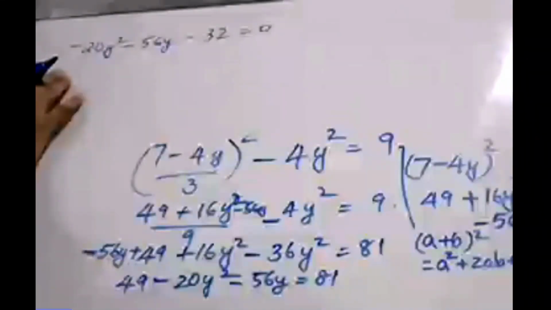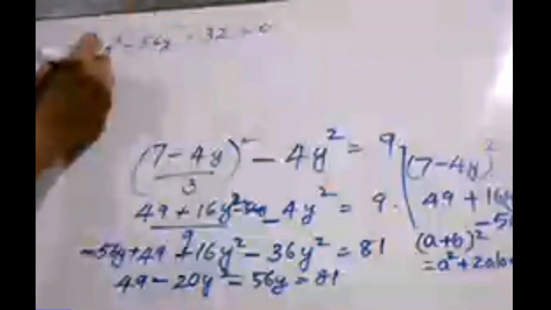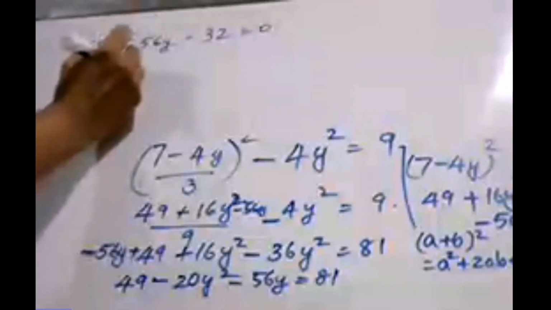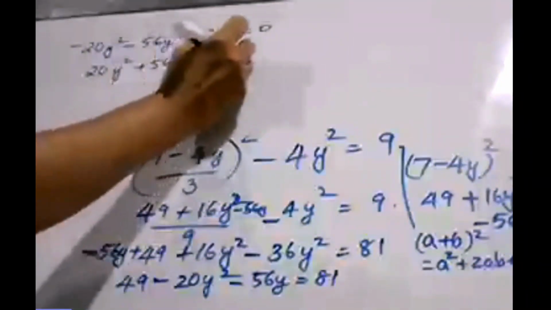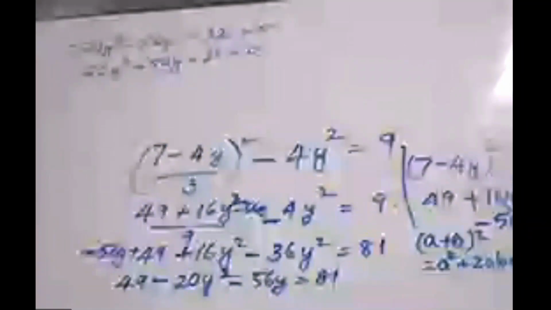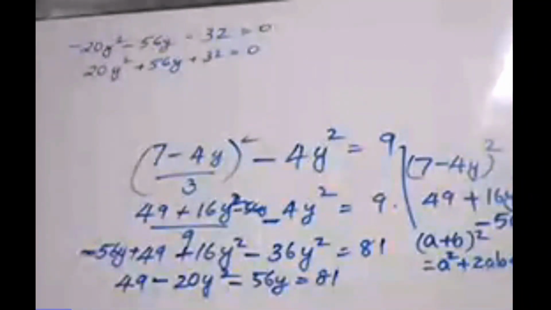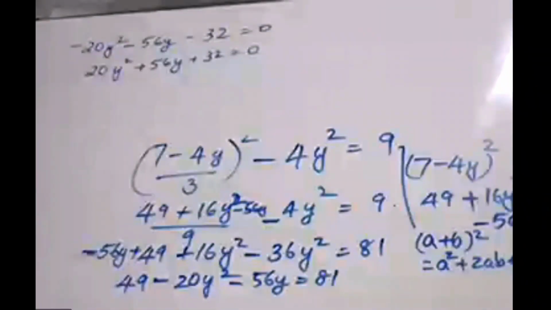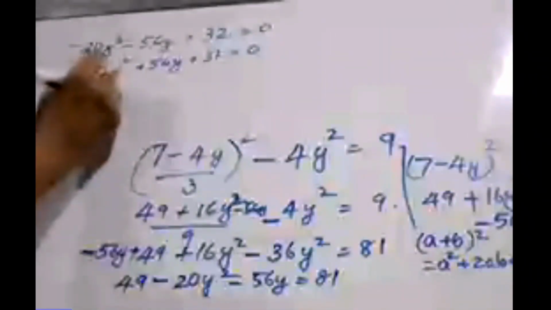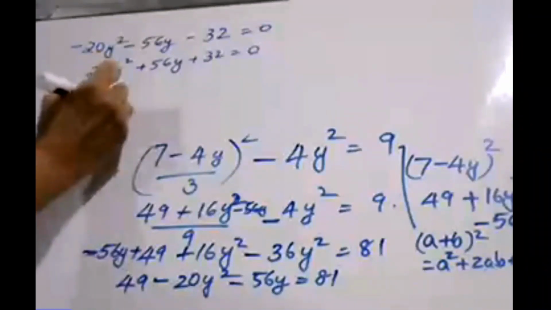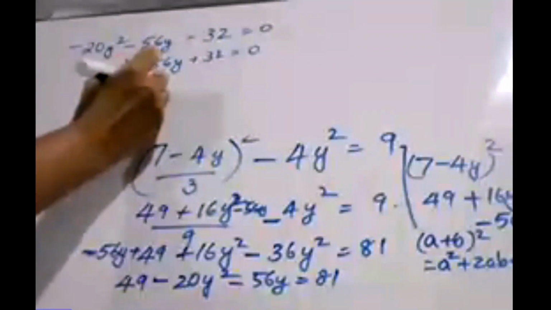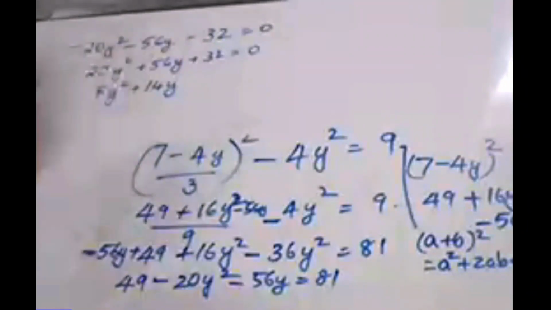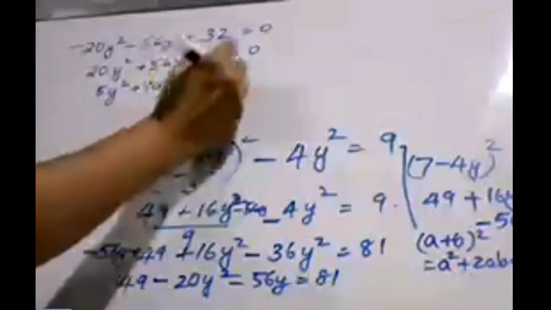See, there is a negative term throughout, so I multiply with a negative 1. So this now becomes 20y squared plus 56y plus 32 is equal to 0. So this is now the equation we got. Now see, 4 is common in every term. So I can remove that 4. When I divide throughout by 4, I can get this as 5y squared plus 14y plus 8 is equal to 0.